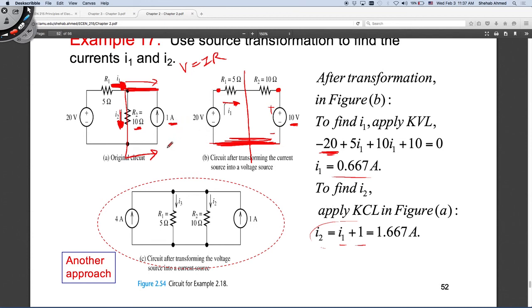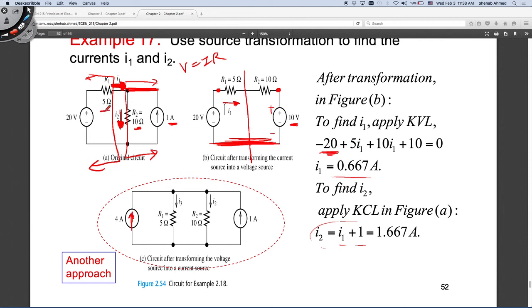Or we could have taken this side of the circuit and changed it to a Norton equivalent circuit. So this 5 is my R Thevenin, 20 is my V Thevenin, right? 20 divided by 5 is 4 amps. So my Norton equivalent current source is 4 amps.